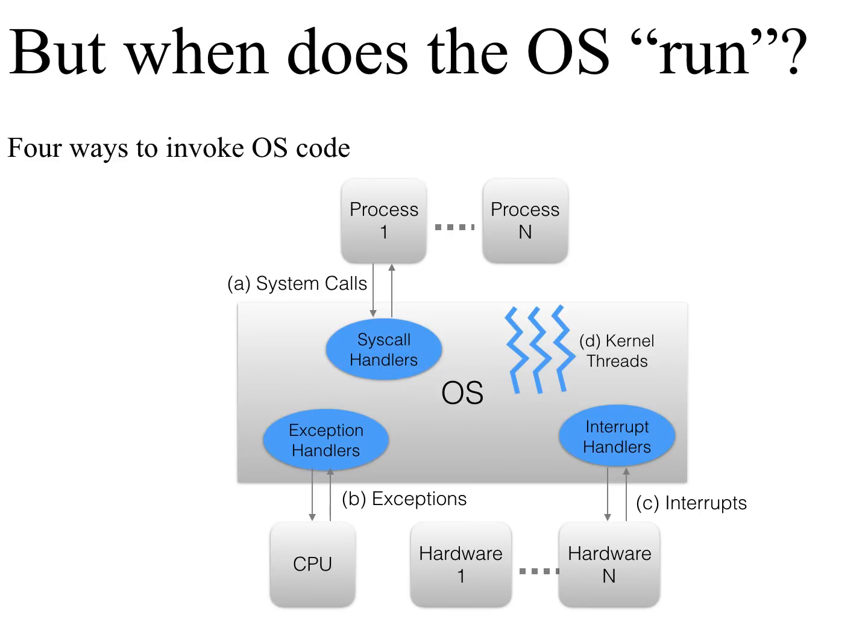So with the kernel threads, these are constantly running in the background. Sometimes they may sleep, sometimes they may wake up and do certain tasks at periodic intervals, but essentially they are in the kernel context all the time. So system calls, exceptions, interrupts, and kernel threads, these are the primary ways in which operating system code can be invoked.